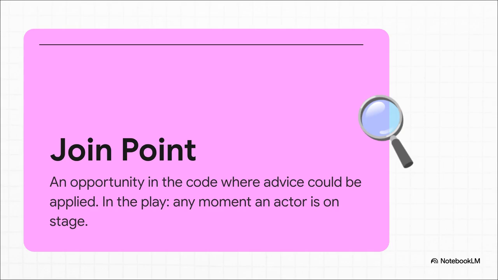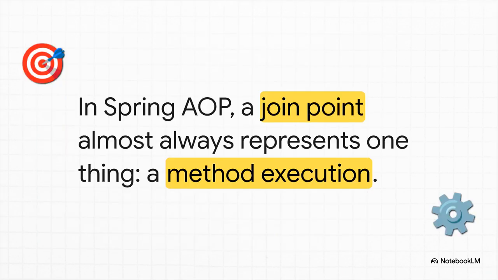They are all opportunities. And here is a critical real-world detail. While a join point could theoretically be lots of things, in mainstream frameworks like Spring AOP, it almost exclusively means one thing, the execution of a method. That's the main opportunity you'll be working with.